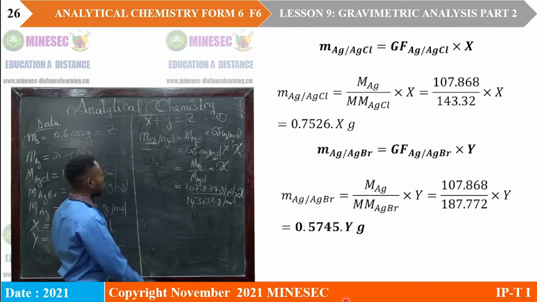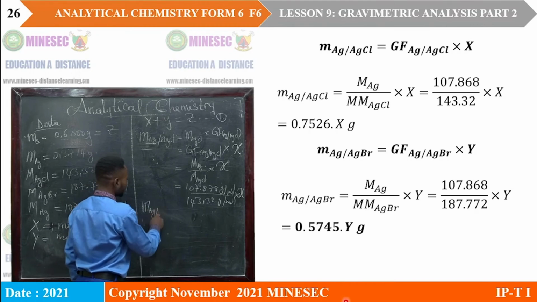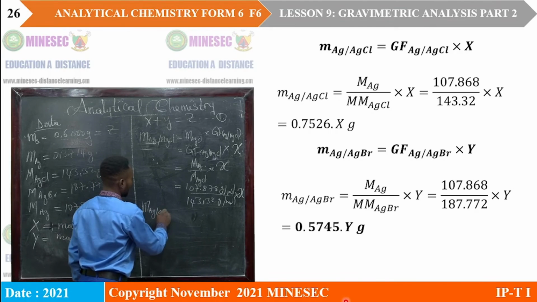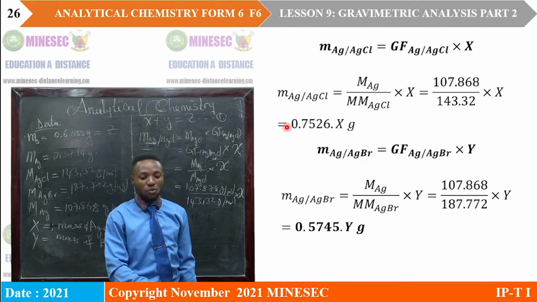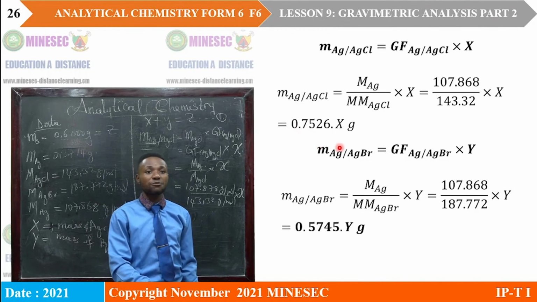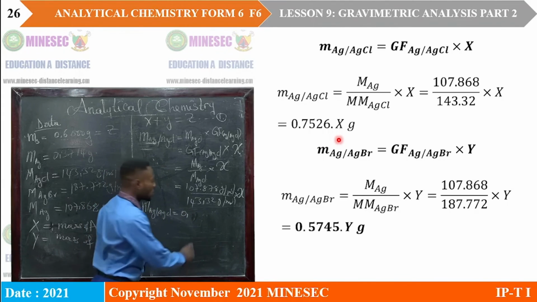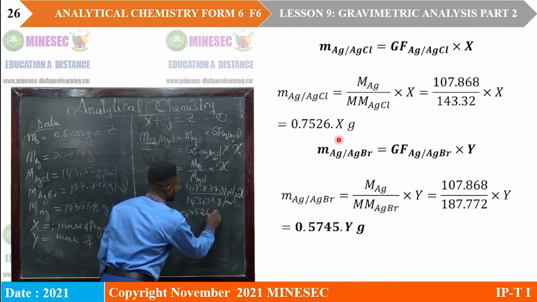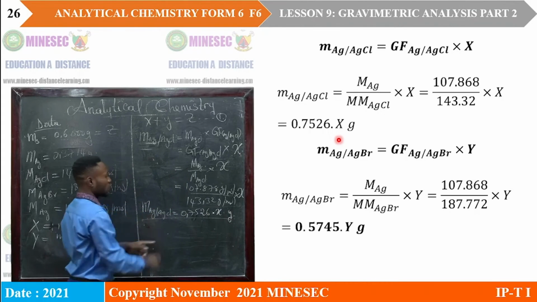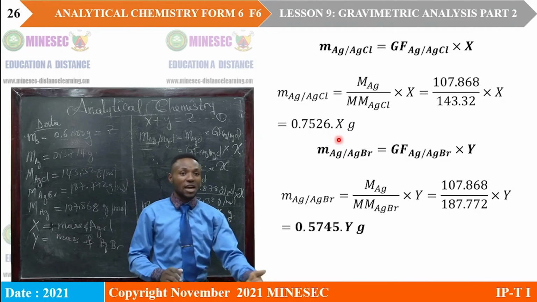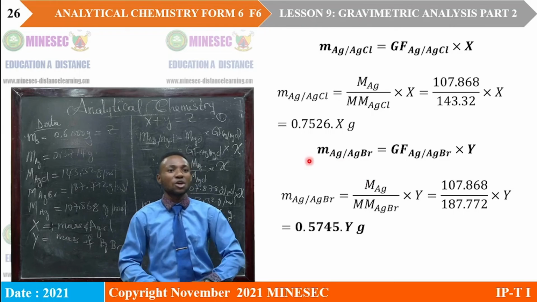When you perform this, you are going to have the next simultaneous equation. When you divide these two, you are going to have 0.7526X. Since it's a mass, the unit is gram. We are writing the mass in function of X. We'll do the same thing, which I will not develop because it's the same principle. You will now do the same thing.